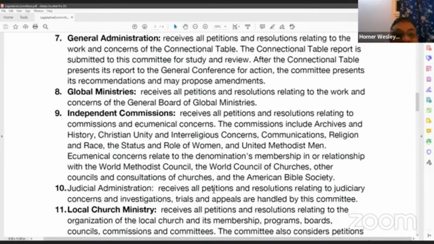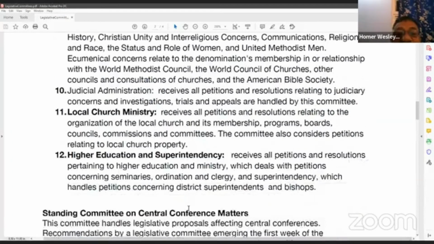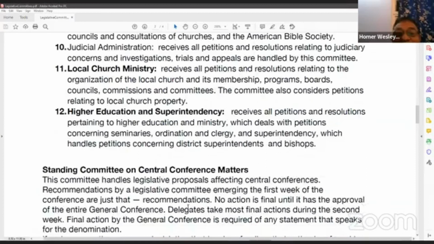Judicial administration receives all petitions relating to judiciary concerns, and investigations, trials and appeals are handled by this committee. Often this is about the process of investigating and penalizing those who have cases.